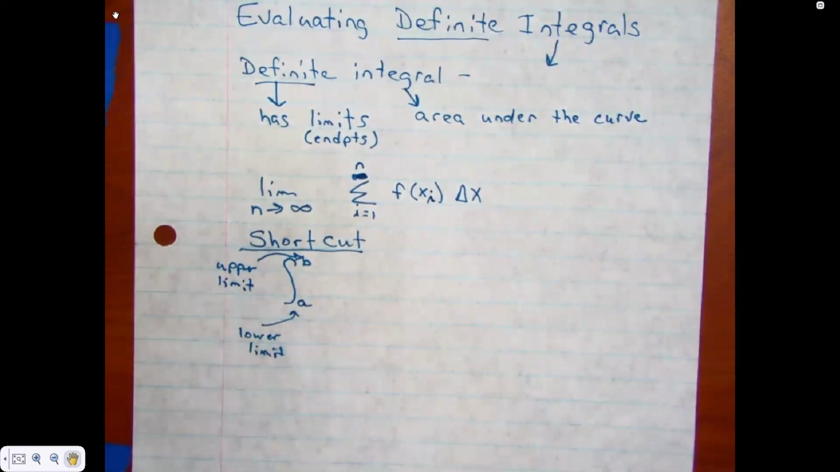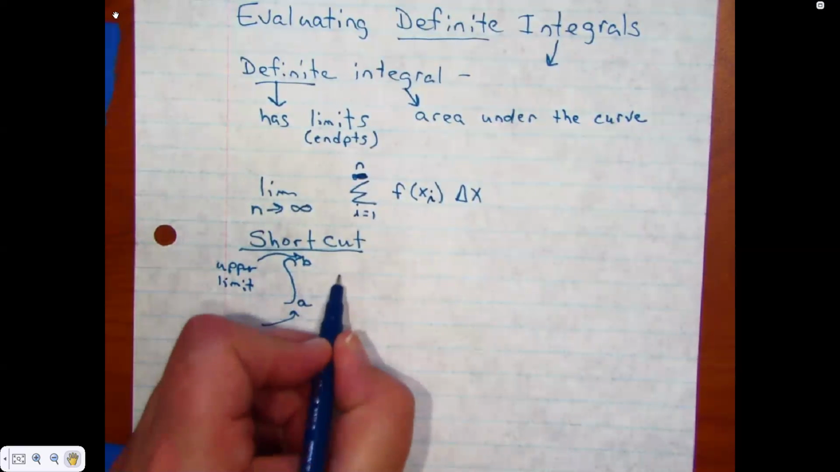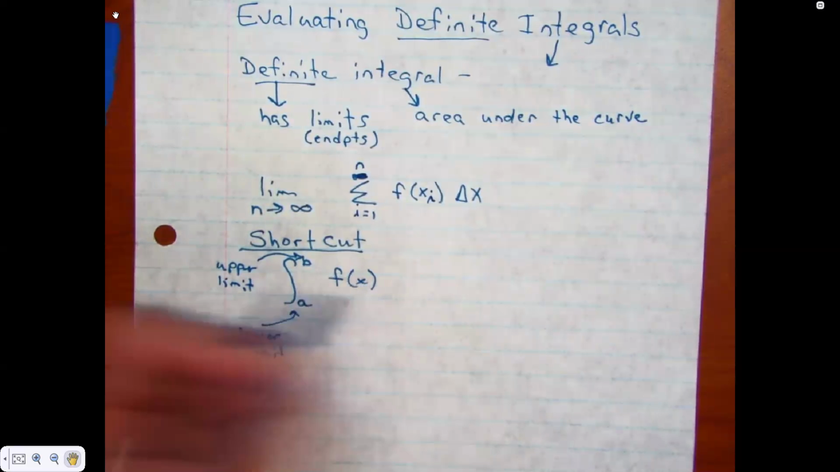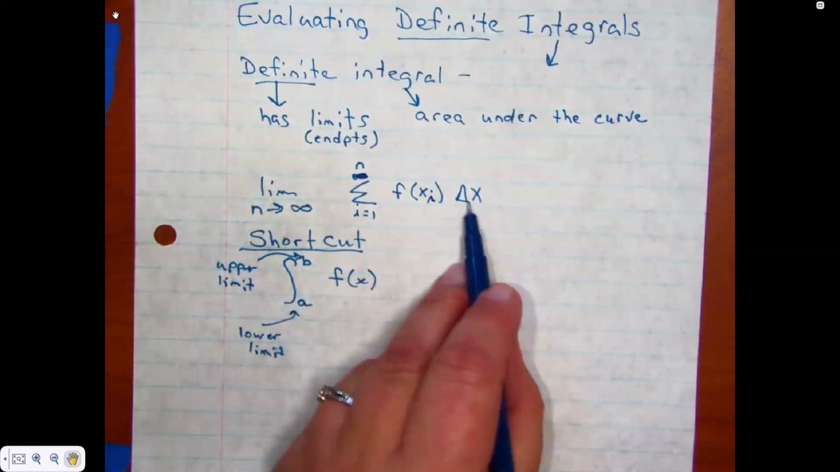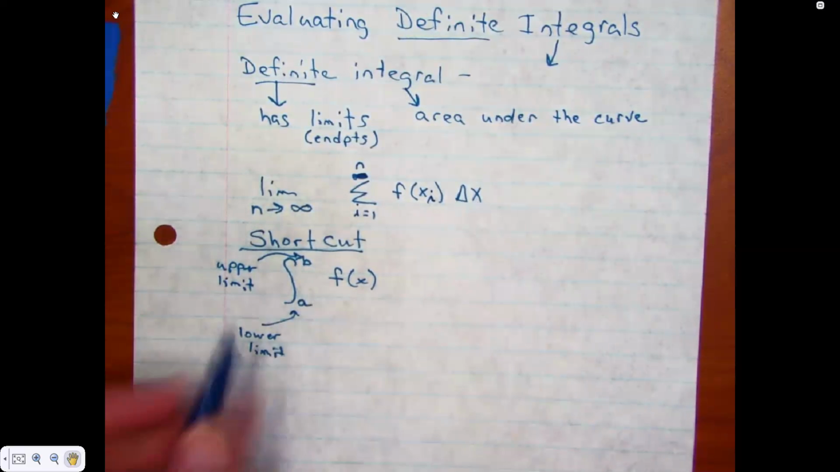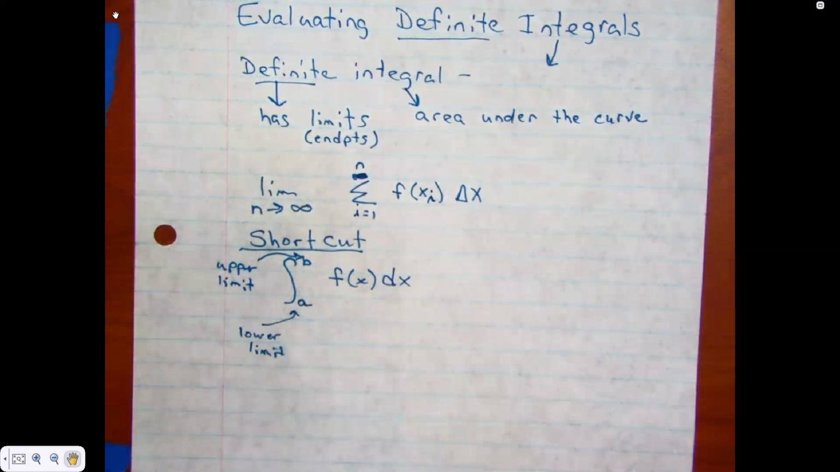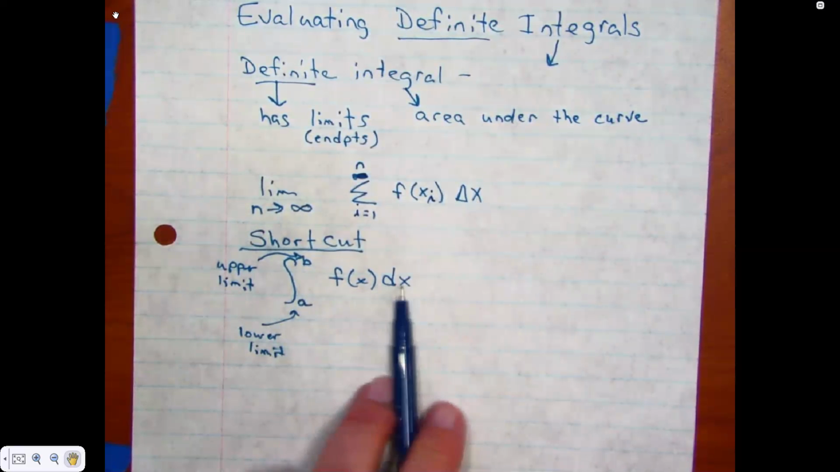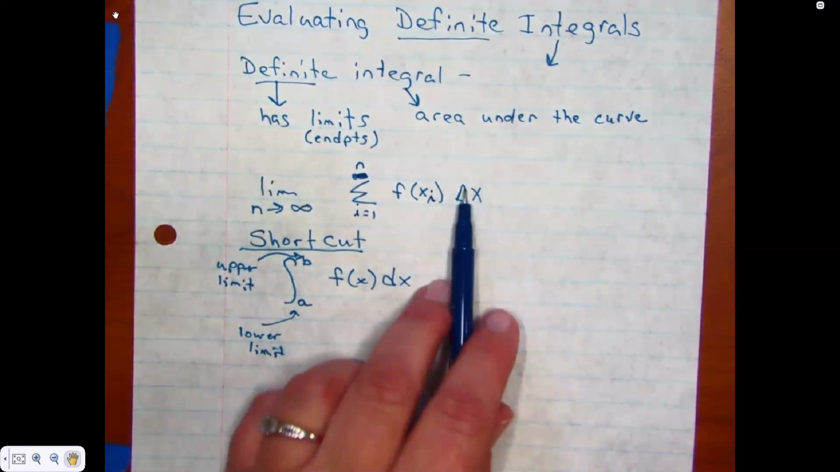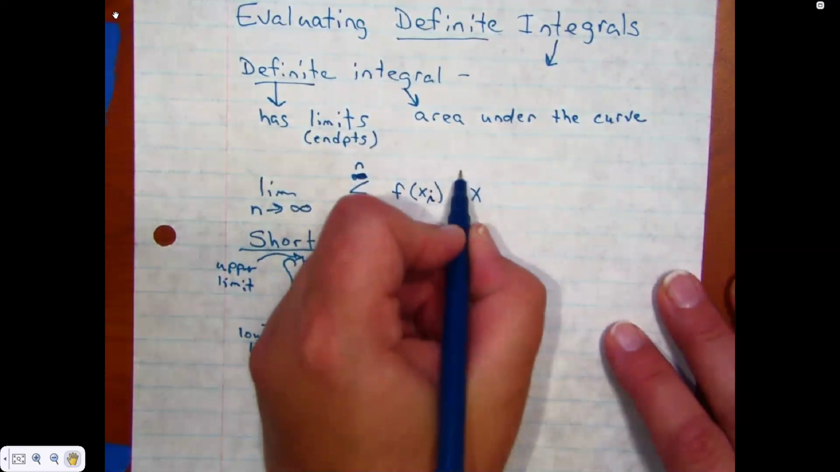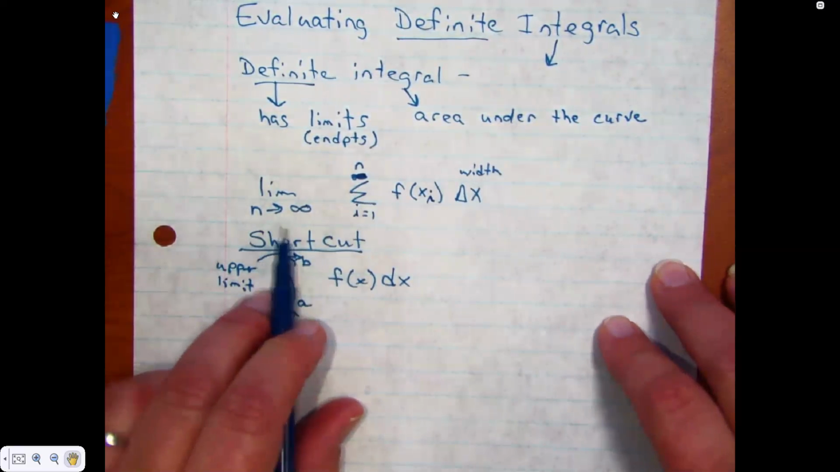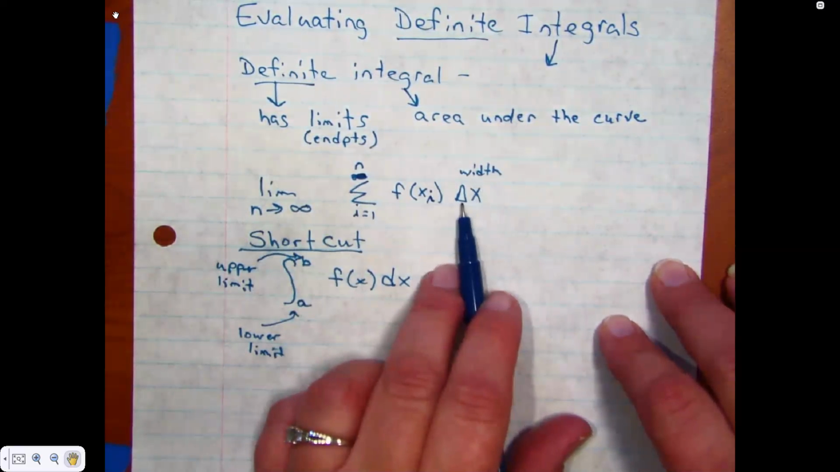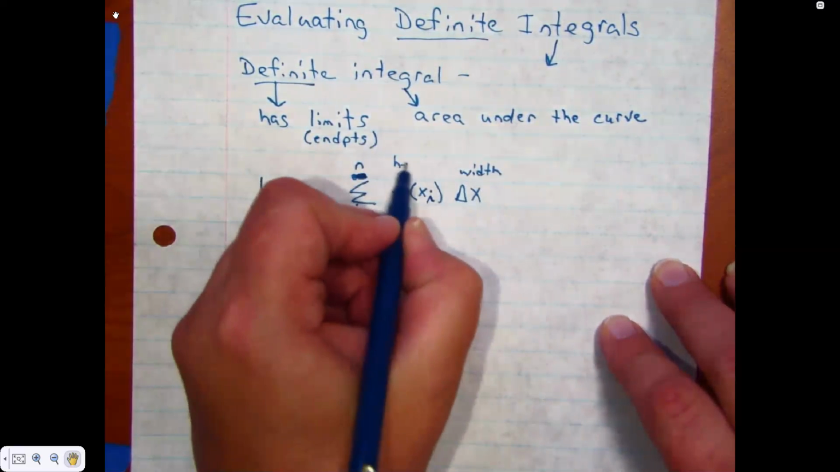Oh, what else? And then we do f of x. That's our height, right? And then instead of delta x, we're going to use dx. So here's my width, and here's my height. Just like up here, I forgot to label it. This is our width. Even though it's with limits and it seems a little intimidating, can we at least see that this is our width and this is our height?